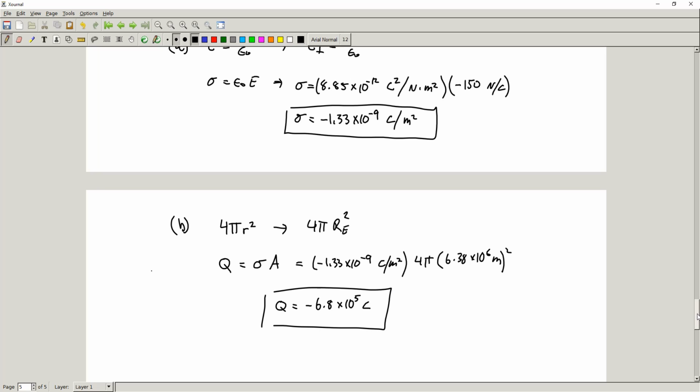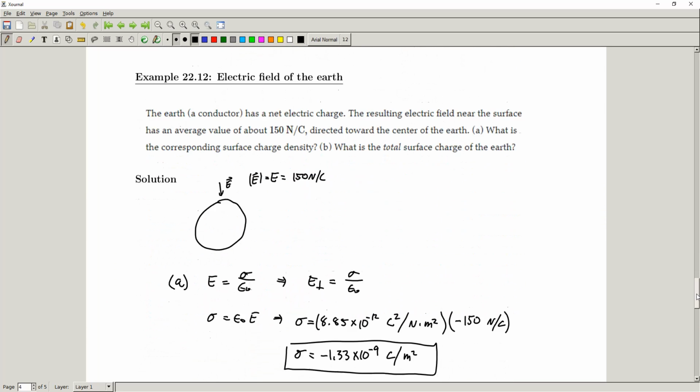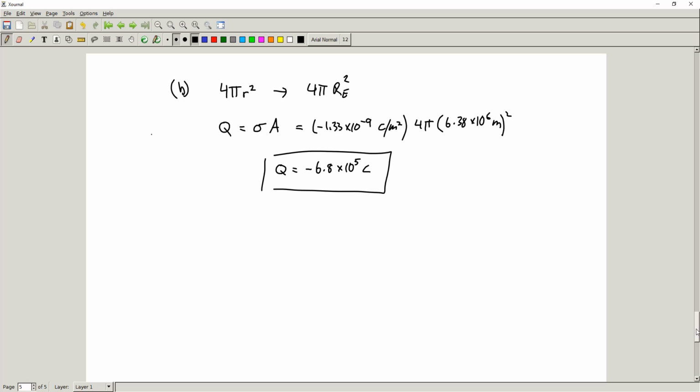So this is just a nice little example to wrap up the chapter. And this concludes our work in chapter 22 on electric flux and Gauss's law, and we'll move on from this one.